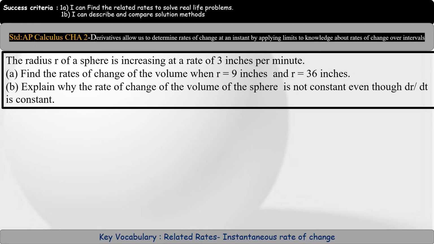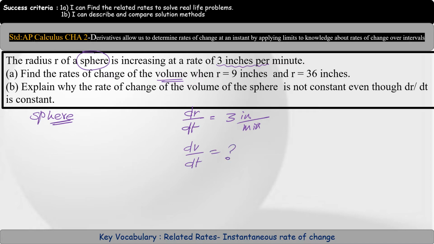Now let's solve another question. The radius r of a sphere, it means again the shape is a sphere, is increasing at a rate of 3 inches per minute. So it means dr/dt is given to you, that is 3 inches per minute. They are asking you to find the rate of change of volume.